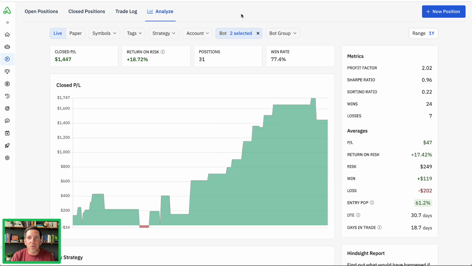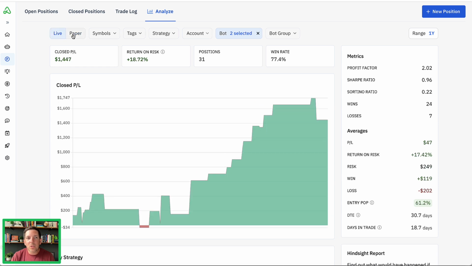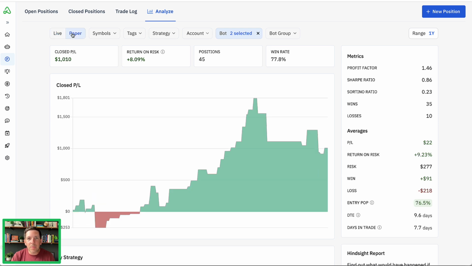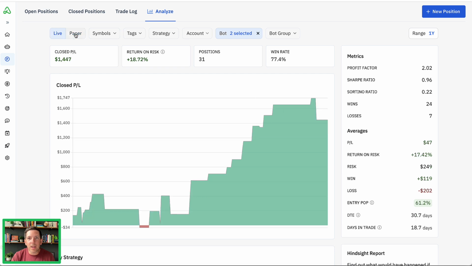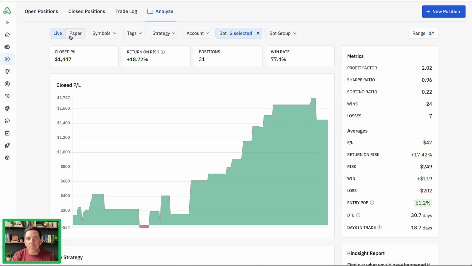difference. If I toggle back and forth between the live and the paper bot, you can see this is the live bot, this is what it's done. And then if I go to the paper trading bot, this is what the paper trading bot has done. If I just go back and forth, I can see the difference between these two bots, which is the exact same strategy, live and paper. Now again, we're never going to get perfectly the same results in paper as in live. You just can't do it. You can't mimic paper to live exactly.